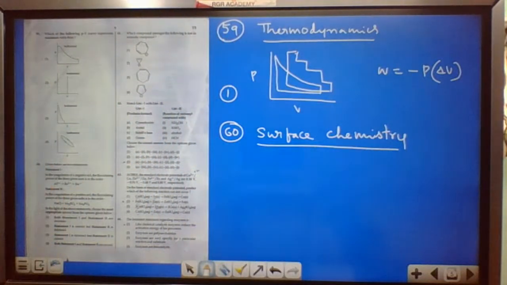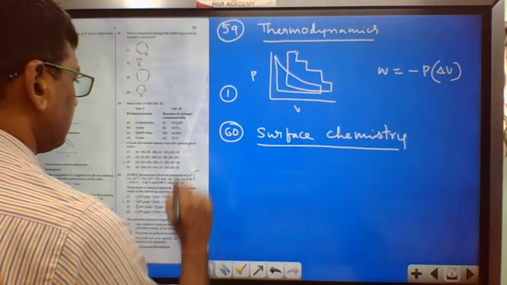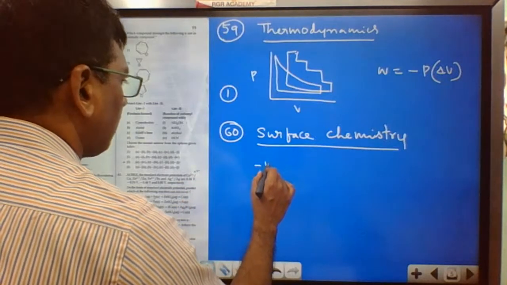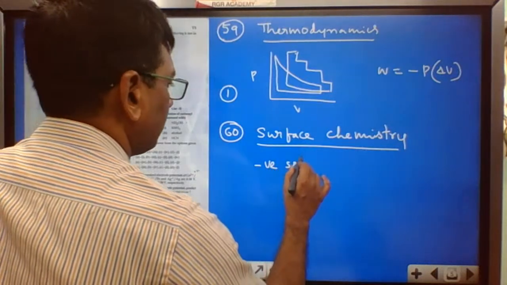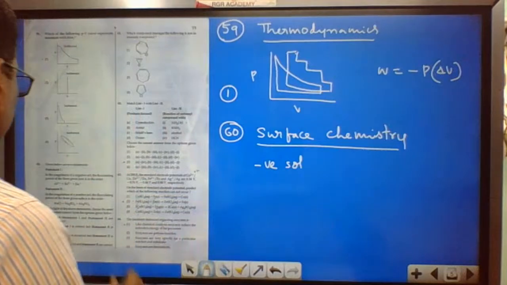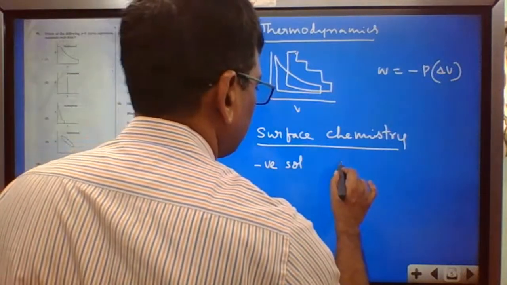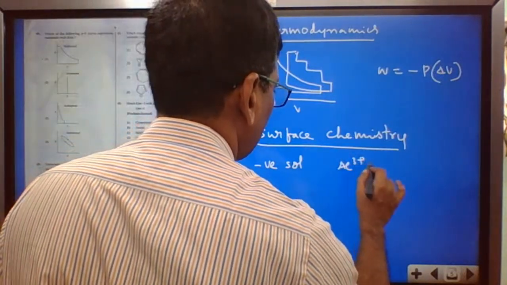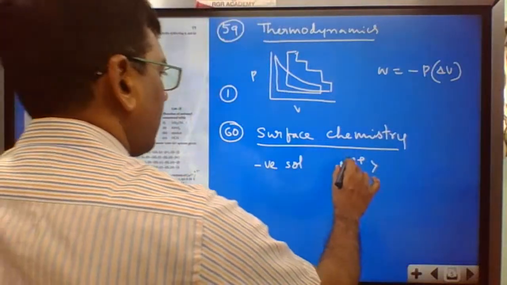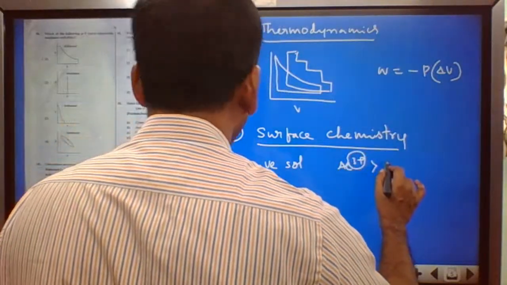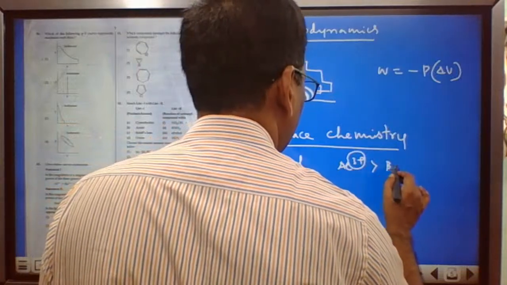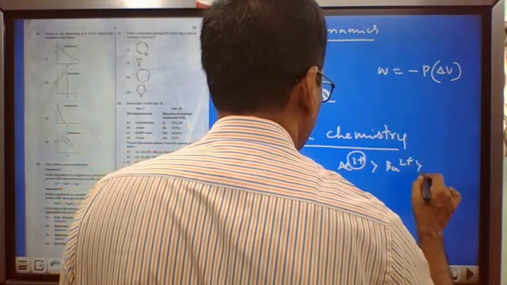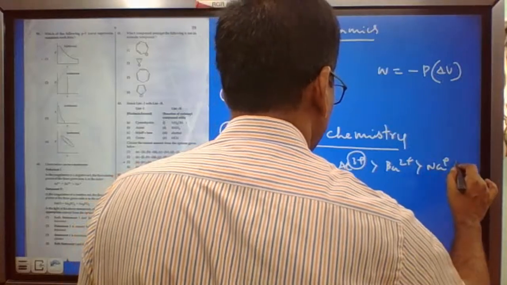Let us take statement 1, in the coagulation of a negative sol, the 60th question. A negative sol is coagulated by a positive ion. They gave three positive ions: Al3+, Ba2+, and Na+. Just now I told you, according to the Hardy-Schulze law, the more the charge on the cation, the more coagulating power. No doubt this is the correct statement.